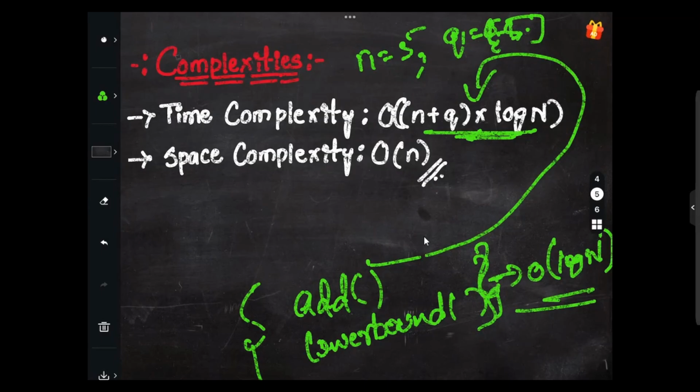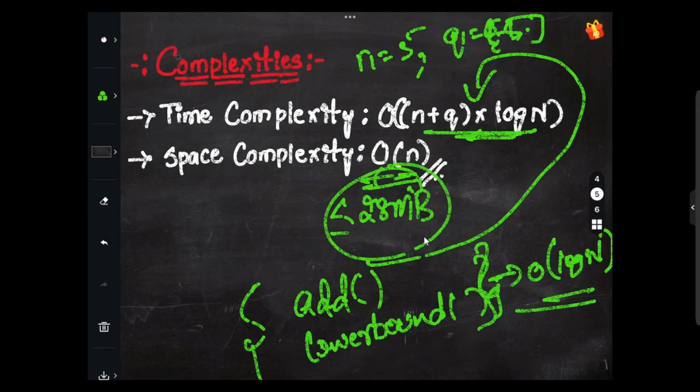So what would be the space complexity here? The space complexity would be big O of n. So here the binary indexed tree, or the Fenwick tree, uses big O of n memory, optimized for less than or equal to 28 MB, accordingly with the constraints, right?